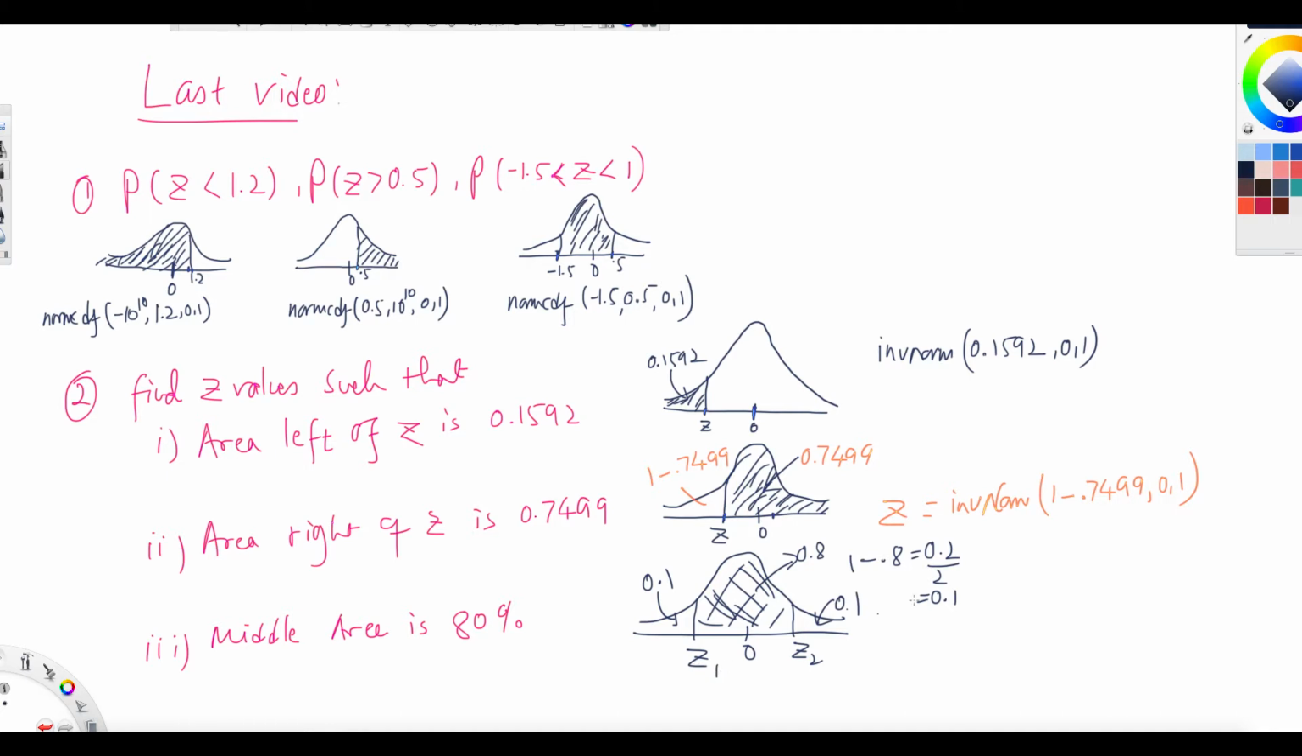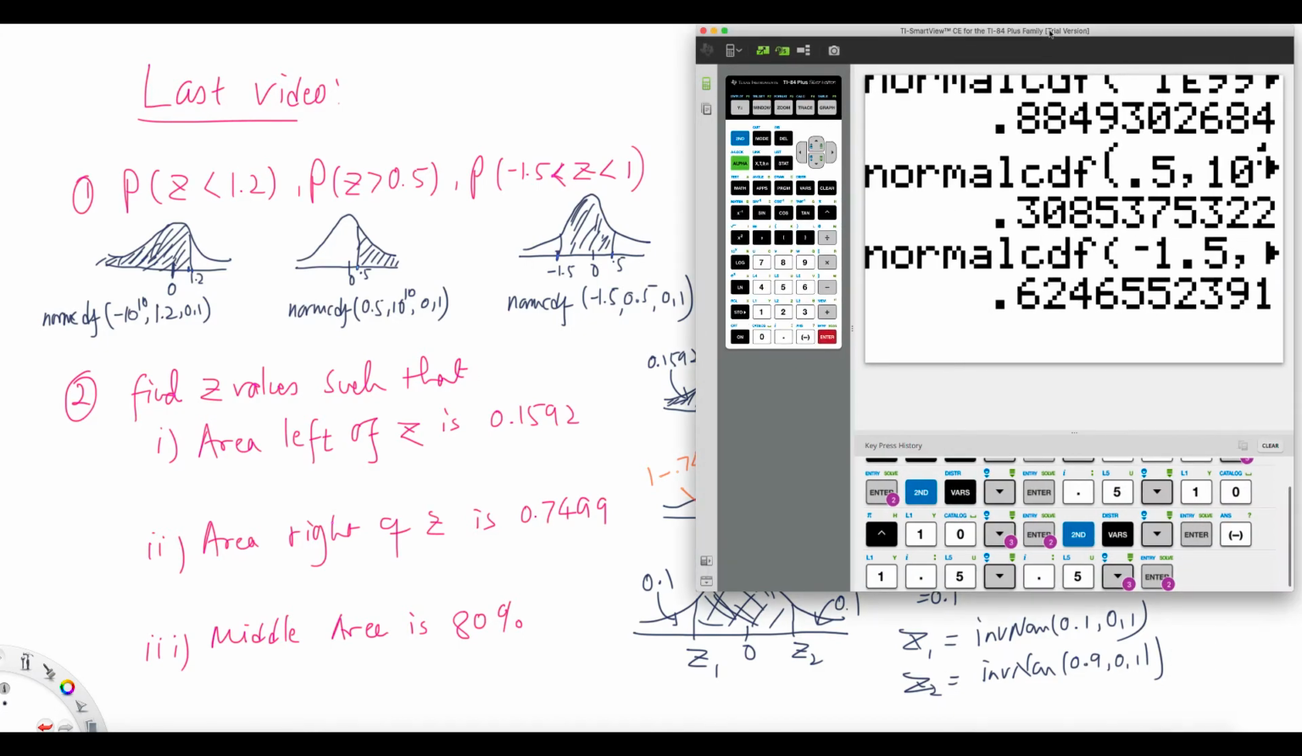So to find G1, what do you do? G1 equals inverse norm 0.1, and then 0, 1, because it needs the area left of G1. For G2, what is the area left of G2? Inverse norm, right? The area left of G2 is the middle 80% plus that 10%, that is 90%. Or you can see 1 minus the right area will be 90% anyway. So 0.9, and then 0, and then 1. So you use that.